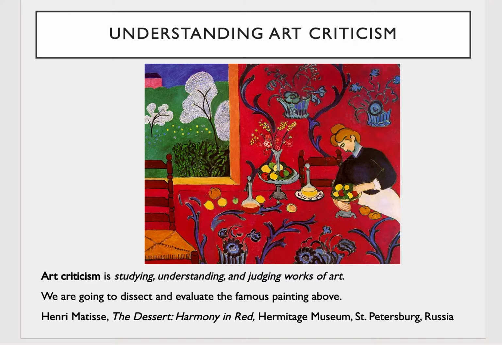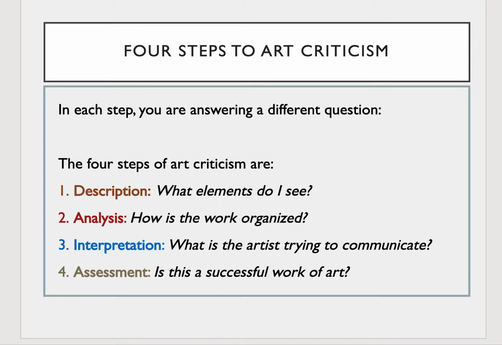And in this case, Henri Matisse has painted, he's no longer among us, he's gone, The Dessert, Harmony in Red. And clearly from the title, we now know that the subject of the painting is dessert. And it hangs in the Hermitage Museum in St. Petersburg, Russia. Okay, and then remember our 4 steps. We're going to describe it, we're going to analyze it, we're going to interpret it, and then we're going to use all that data that we've just acquired to assess it.